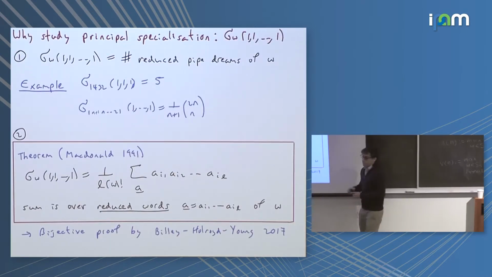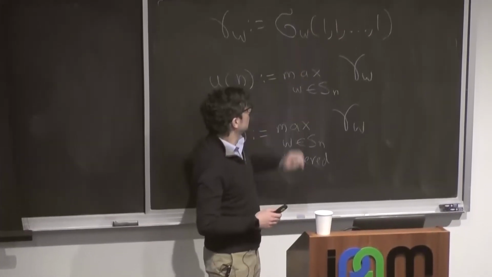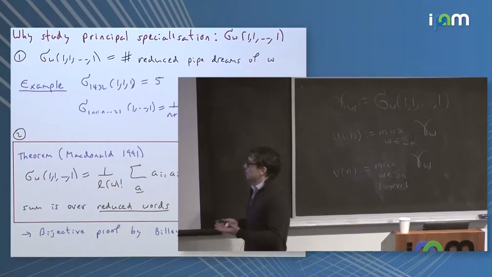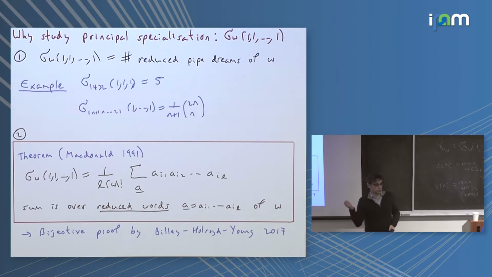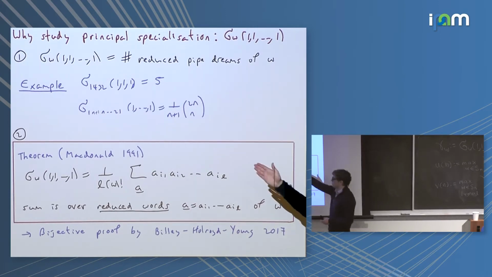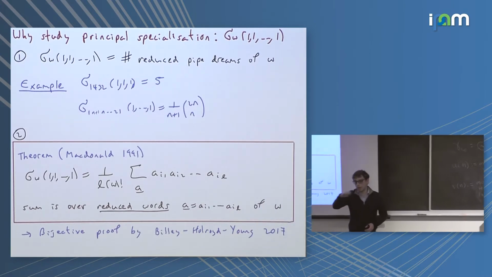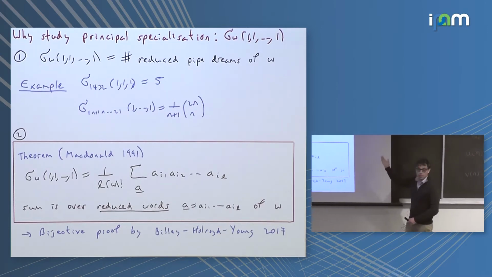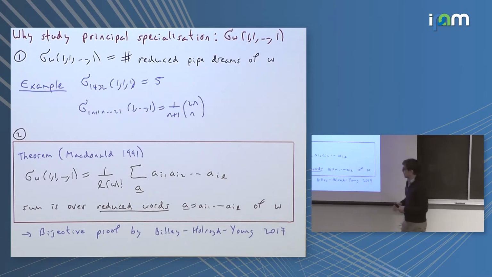So we're going to study the principal specialization of these Schubert polynomials. Let's see why this would be of interest. This formula we just saw would count reduced pipe dreams of the permutation W. So in particular for the permutation before, it's 5, and if you have a permutation that's 1, then n plus 1, n, so if you just reverse everything else, the number of RC graphs is a Catalan number. So it starts to get a bit interesting.